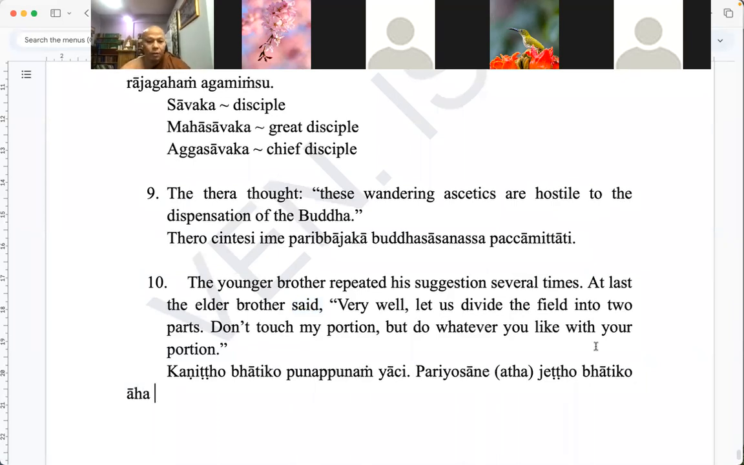Okay. So after that, you see, start that one. So very well, that is within the quotation. So de na he. Okay, after that, comma. De na he, very well. So let us divide. Let us divide the feed into two parts. So de na he, the feed, kit them, drida, bajima. And then, so don't touch my portion. Don't touch my portion.